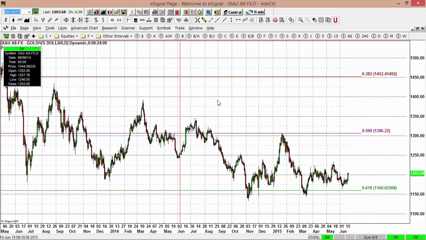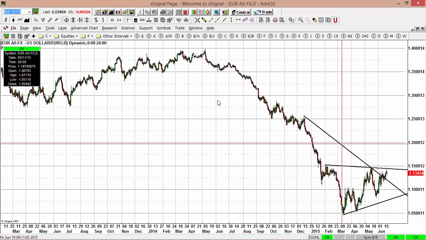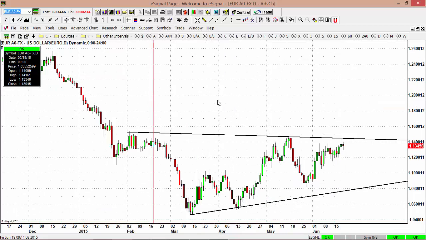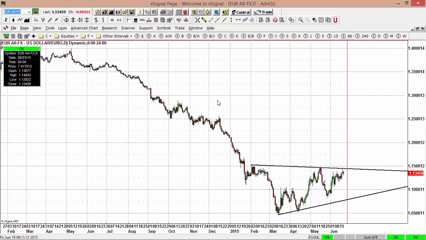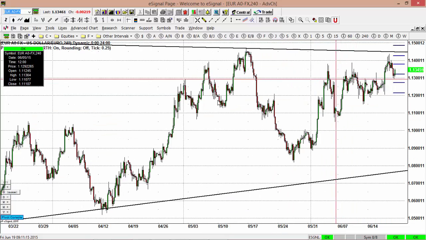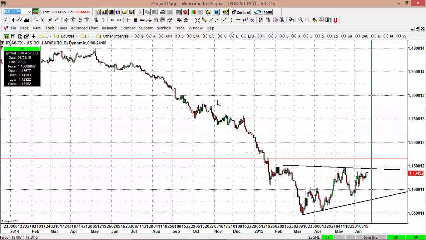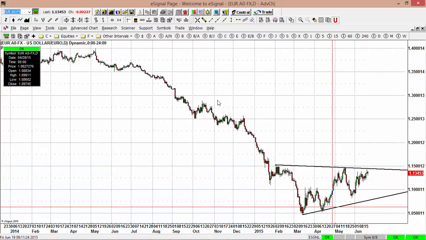Okay, taking a look at the euro, let me just remove this trend line. It's an old trend line. We are in a consolidation pattern here, as you can see, and the market is not giving any clues yet as to the direction where it may break. A break above 115 will definitely be good for the bulls, and a break below this trend line here, this upsloping trend line, will be fairly bearish.